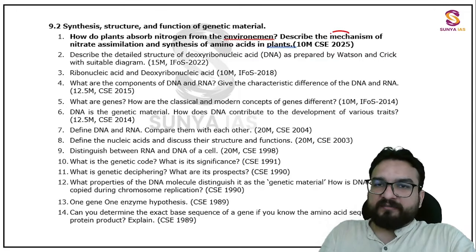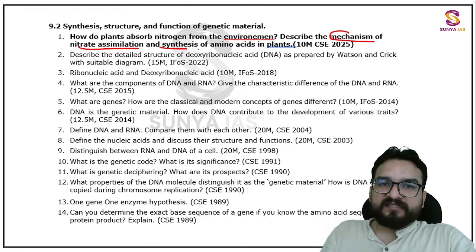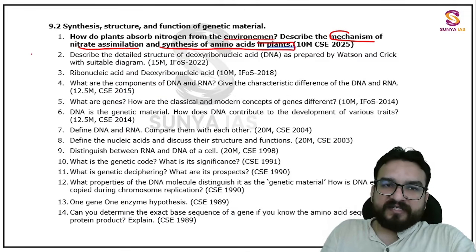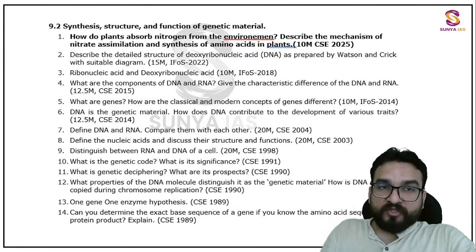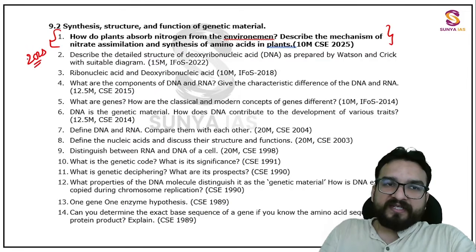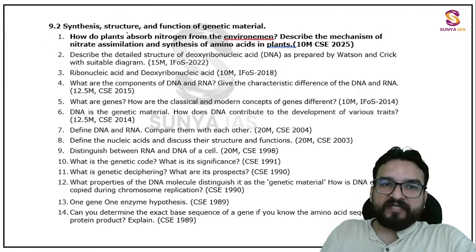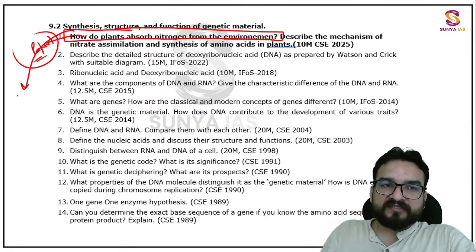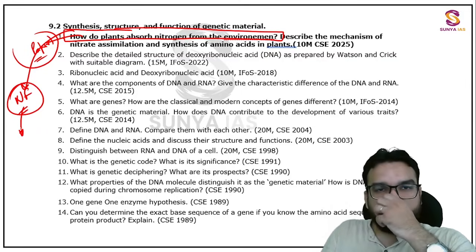They're asking you, describe the mechanism of nitrate assimilation and synthesis of amino acids in plants. That means how it is happening. The new type of question you have seen in 2025, guys. In the 2025 examination, you will be finding that how they have clubbed two things. How do plants absorb nitrogen from environment? It is of paper number 1, unit number 5, nitrogen fixation. They are nothing, just asking nitrogen fixation. And nitrogen fixation is written in your unit number 5 of paper 1.